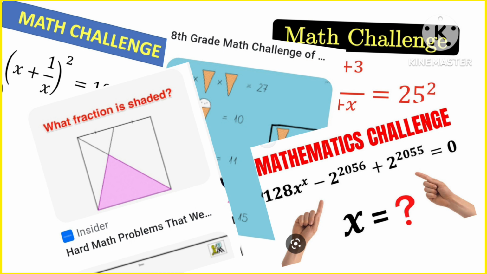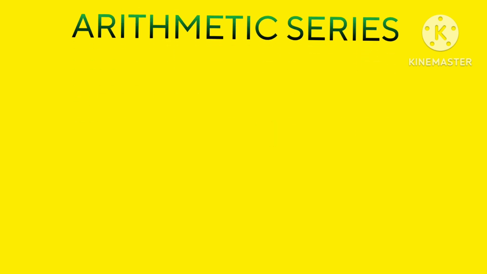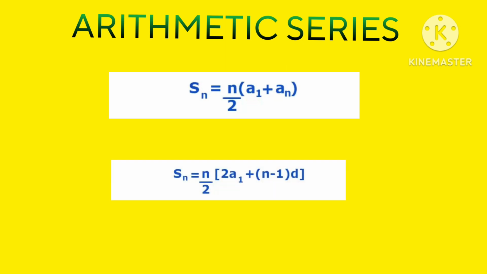So, to continue our discussion on arithmetic sequence, we will now consider how to find the sum of the first n terms of an arithmetic sequence. Now, this sum denoted by S sub n is called an arithmetic series. Ngayon, meron tayong dalawang formulas, no? We have S sub n is equal to n over 2, quantity a sub 1 plus a sub n. Now, the second formula is S sub n is equal to n over 2 multiplied by 2a sub 1 plus n minus 1 times d.